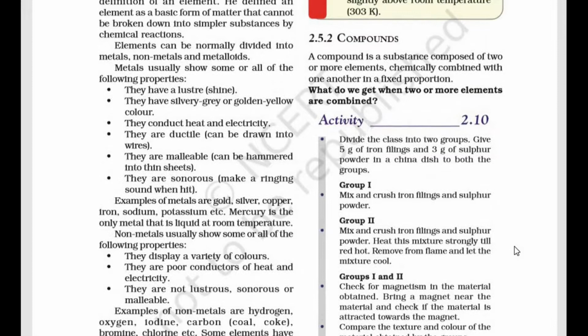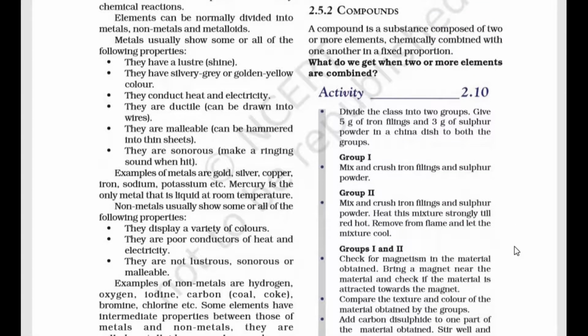Now coming towards the compound. What is a compound? It is simply a substance which is composed of two or more elements chemically combined, with a fixed proportion. We can say that there are conditions that the elements should undergo a chemical reaction. Only when two or more elements chemically combine or react and form a new product, with the same fixed composition, will the formed product be known as a compound, such as CH4.